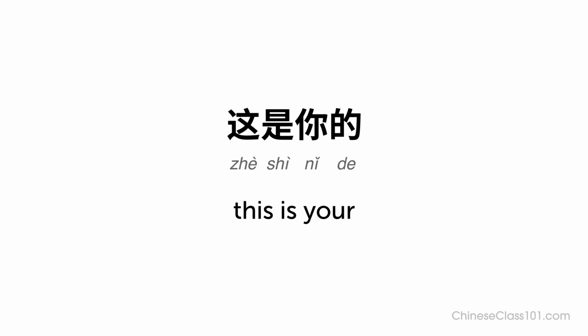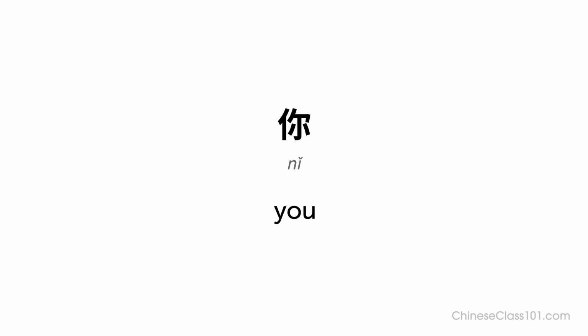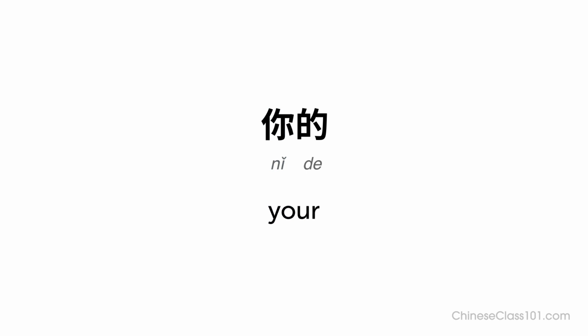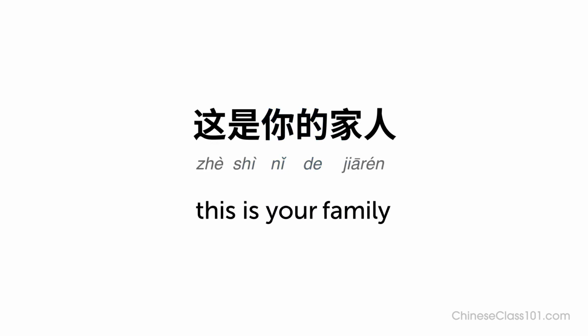你的. There are two parts. First is 你, you. Second is 的, a possessive marking particle. Think of 的 as a way to indicate possession. The word it follows possesses the thing that comes after it. In this sentence, it marks 你, you, as the possessor. Together, 你的, your.